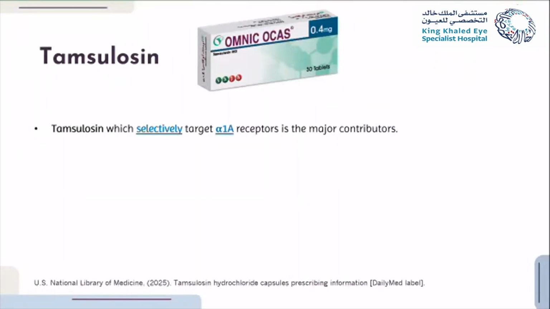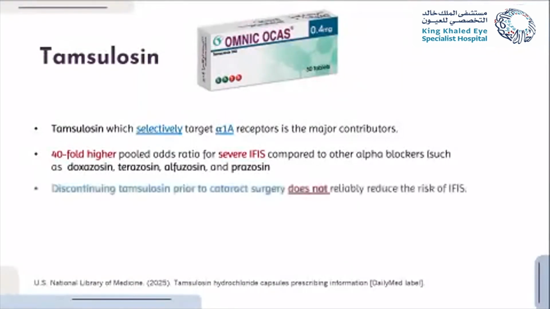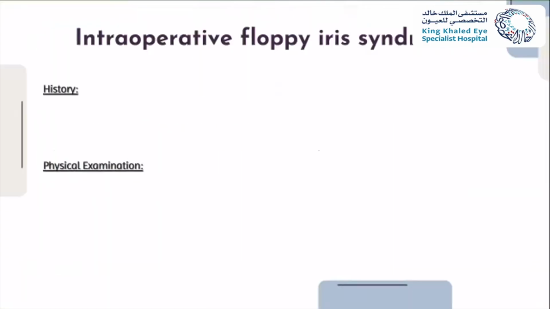So why can tamsulosin cause intraoperative floppy iris syndrome? Because it acts on the receptor that is a major contributor, with a 40-fold higher pooled severe risk of floppy iris syndrome compared to the other alpha blocker agents. Discontinuation of tamsulosin does not reduce the intraoperative floppy iris syndrome, and it can occur due to chronic structural changes in the iris dilator muscle.